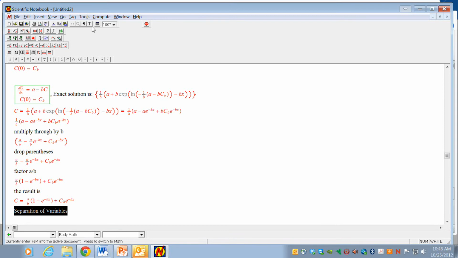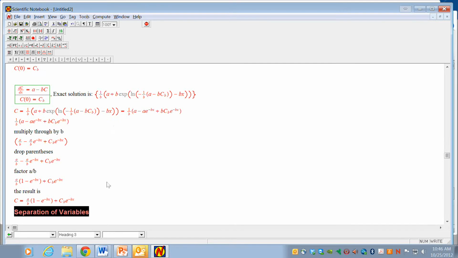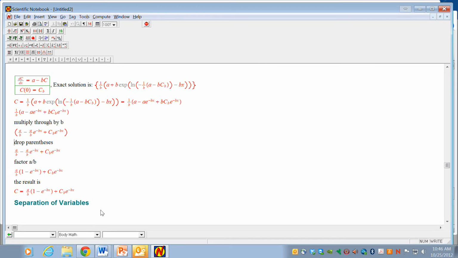And in some cases, as we'll see, Scientific Notebook can't solve the equation, and we can solve it though using separation of variables ourselves. And if this is the case, then this separation of variables method is often what we'll use in our class when we solve these equations by hand.